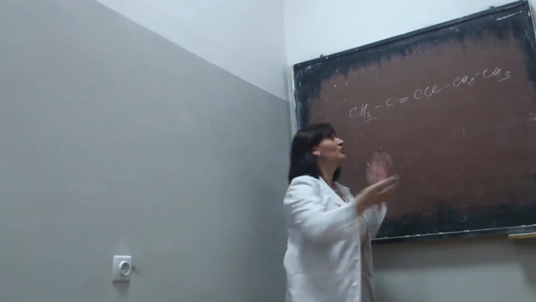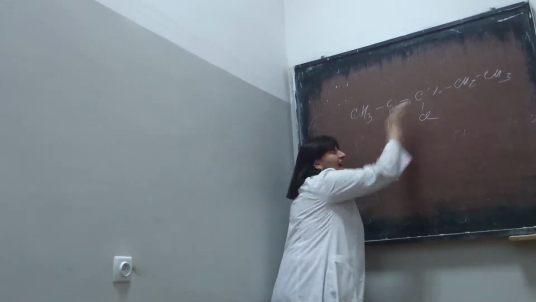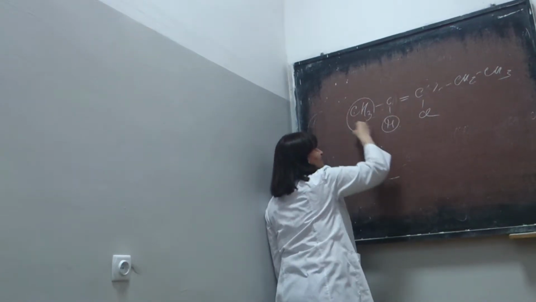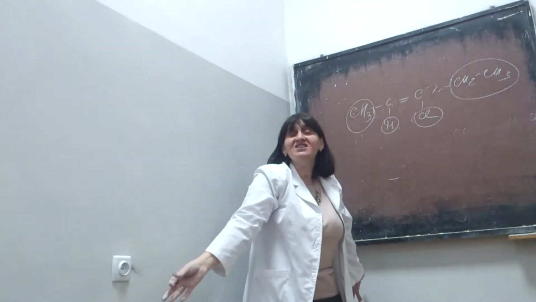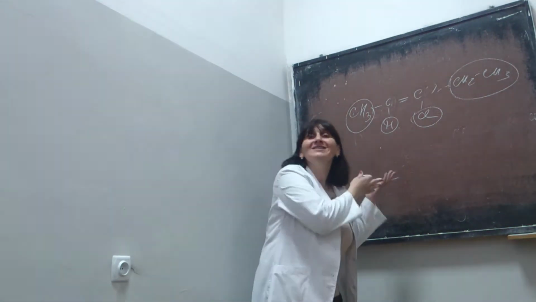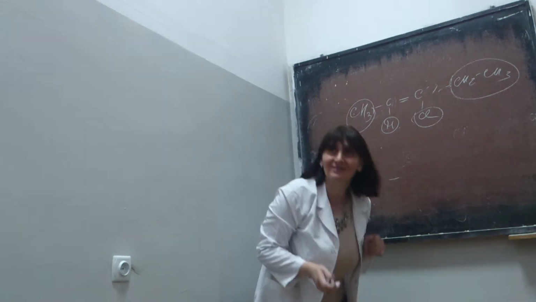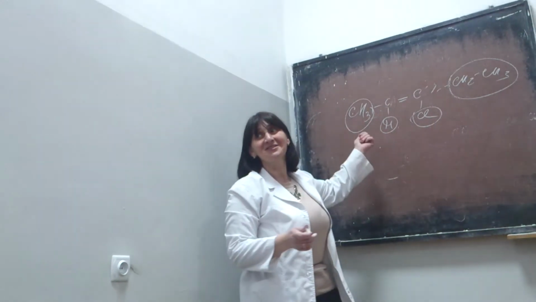Now all different. So write separately: H and here you have Cl. Do you have here at least one pair? No. H, CH3, Cl, CH2, CH3. You don't have the same groups here, so you can't discuss cis-trans isomers. But you can discuss E-Z isomers.